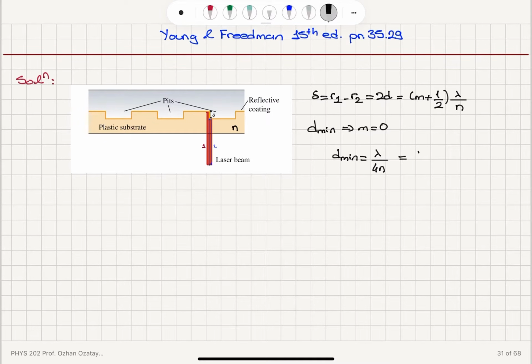So we have 790 nanometers wavelength divided by 4 times 1.8, that's the index of refraction, giving us a minimum pit depth of 110 nanometers. And that's how we find the beginning and end of a track on the CD.